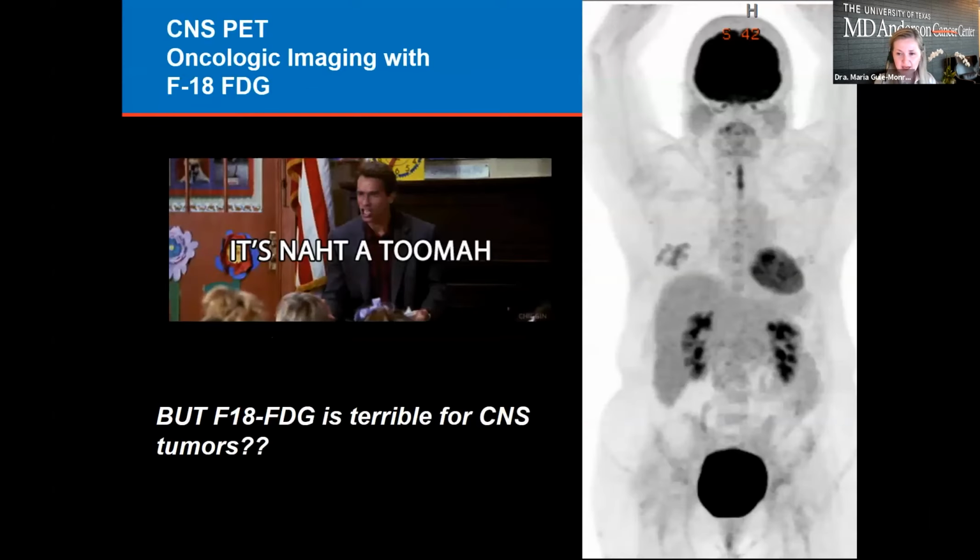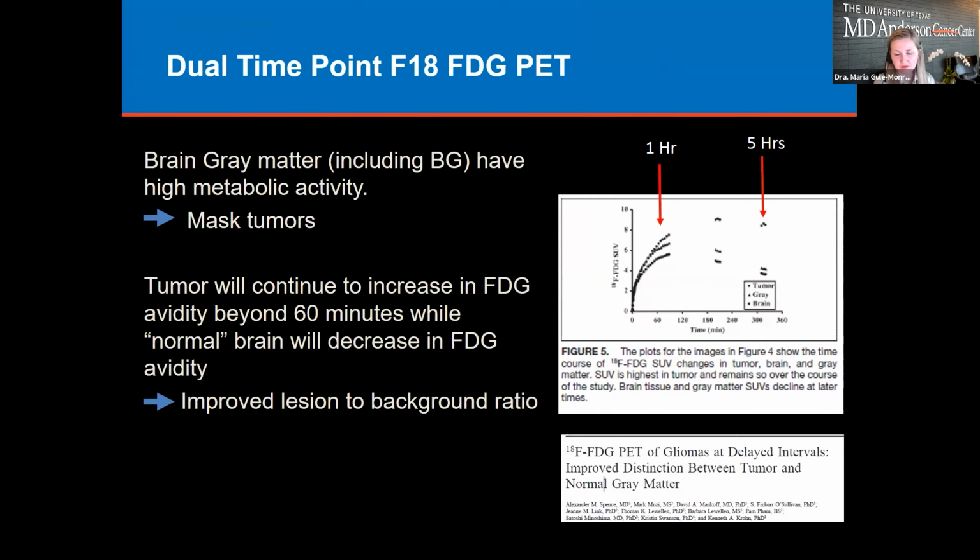So I mentioned FDG PET as part of our ABTI program, or Advanced Brain Tumor Imaging Program. But isn't FDG PET terrible for CNS tumors? As we all know, the brain runs on glucose, resulting in a high background tracer activity on FDG of the brain parenchyma, particularly of the cortex and basal ganglia. This can mask tumor uptake.